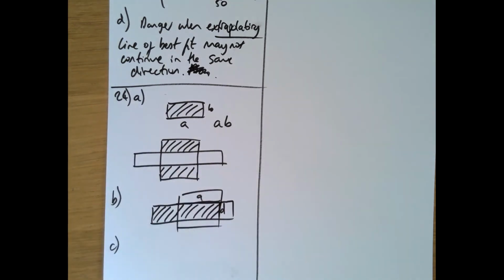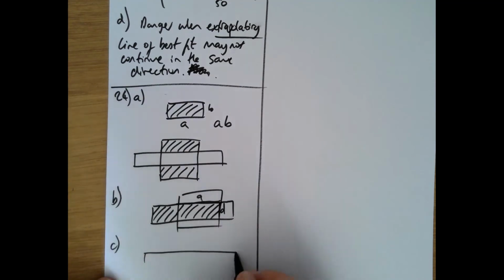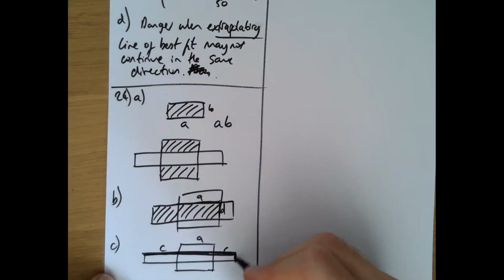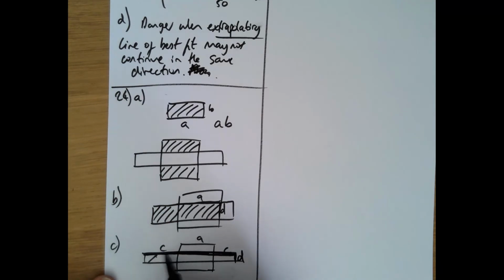For C, on the diagram below, shade D brackets A plus 2C. Okay, let's think about this. D brackets A plus 2C. Well, that's C, that's A, so the whole length is A plus 2C. And that length is D. So it's just going to be the whole middle strip.